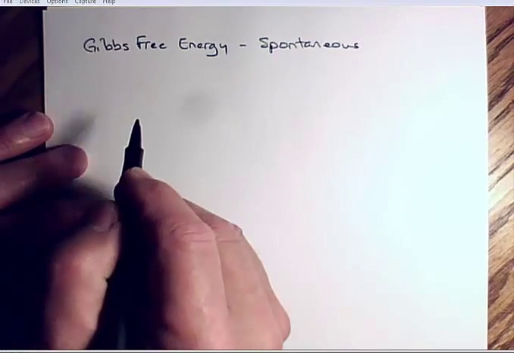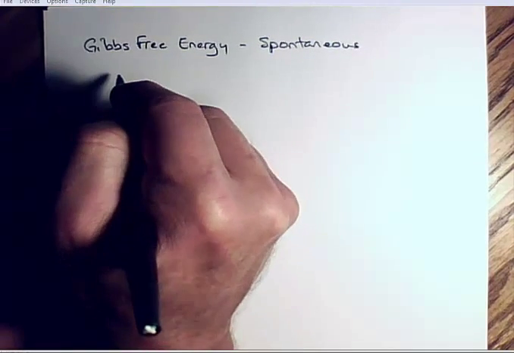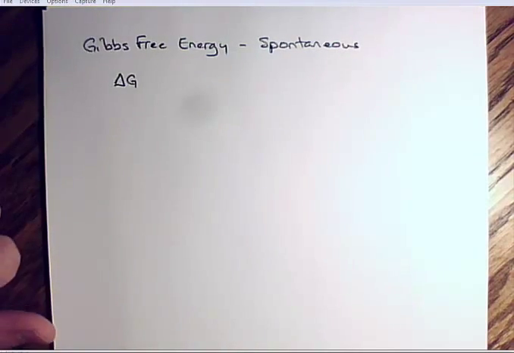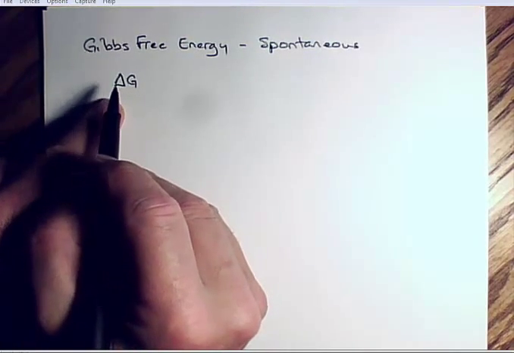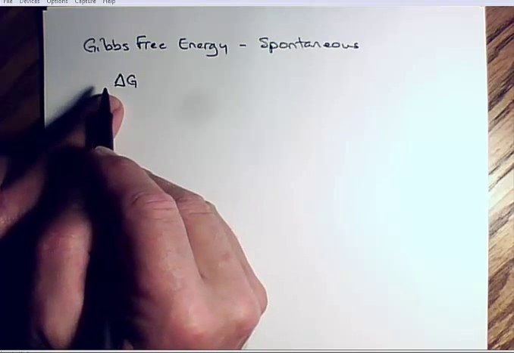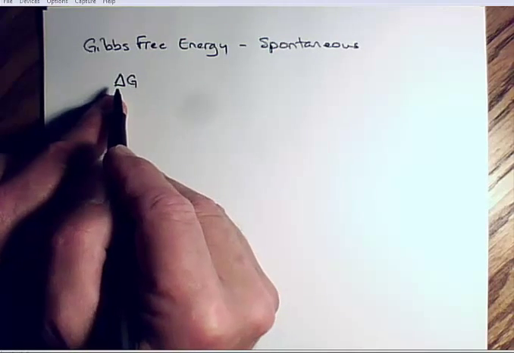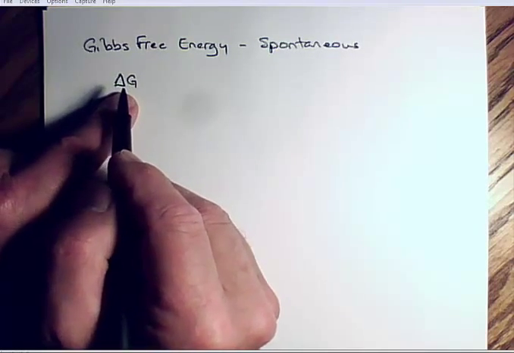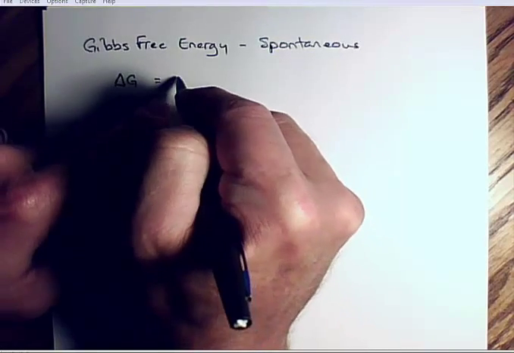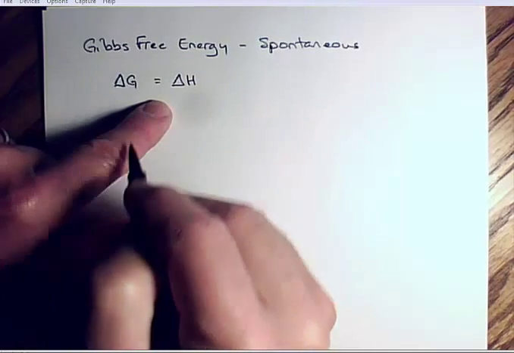Anyway, here's the equation, all right? So this right here is the term for the change in Gibbs free energy. Remember, the Greek letter delta, the capital letter D, is a triangle. That means the change in Gibbs free energy, okay? And Gibbs free energy is equal to delta H. Now, you've seen delta H already.